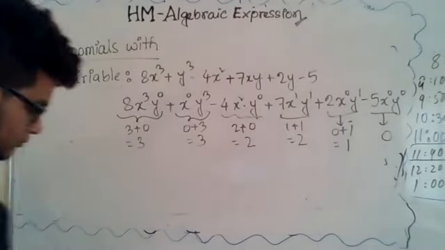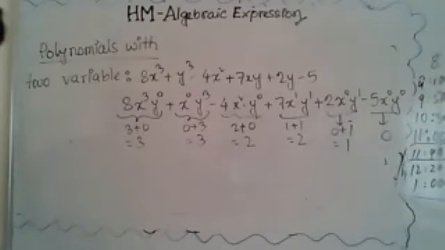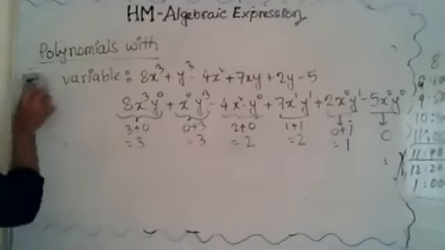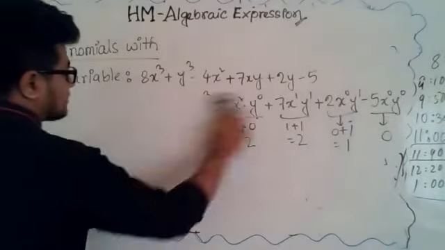So here the degree of the polynomial is this one. Clear? Now the last one, the polynomial with 3 variables. We are going to study the polynomial with 3 variables.